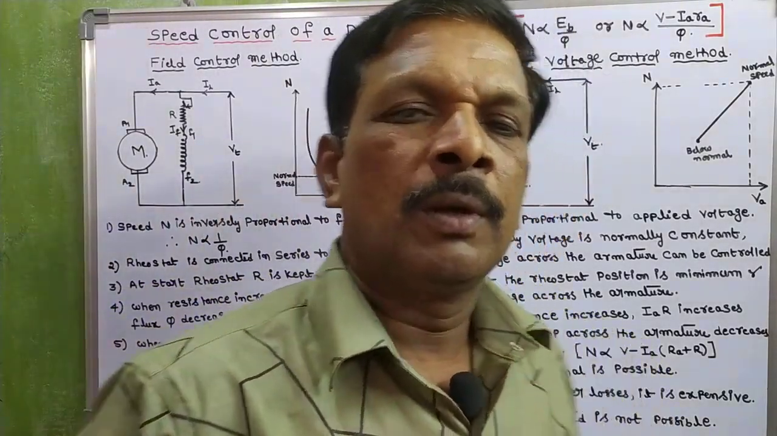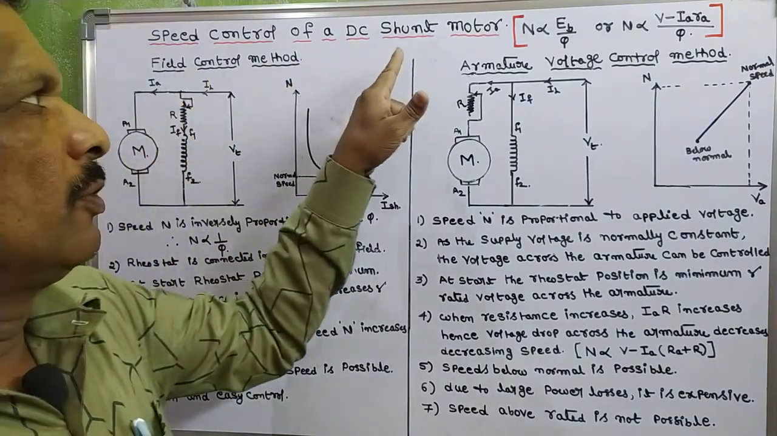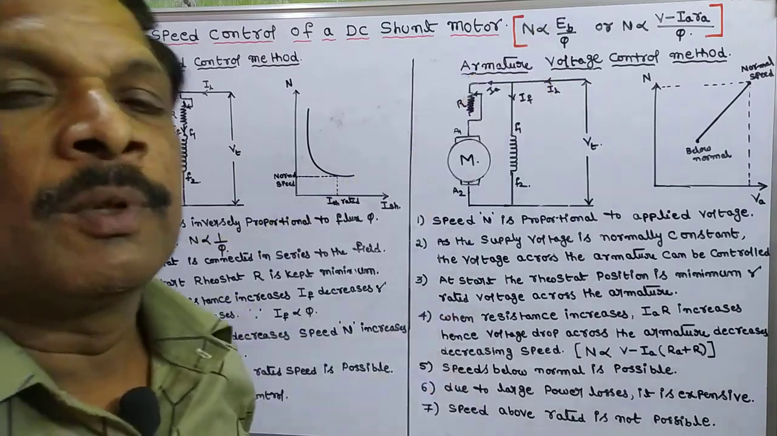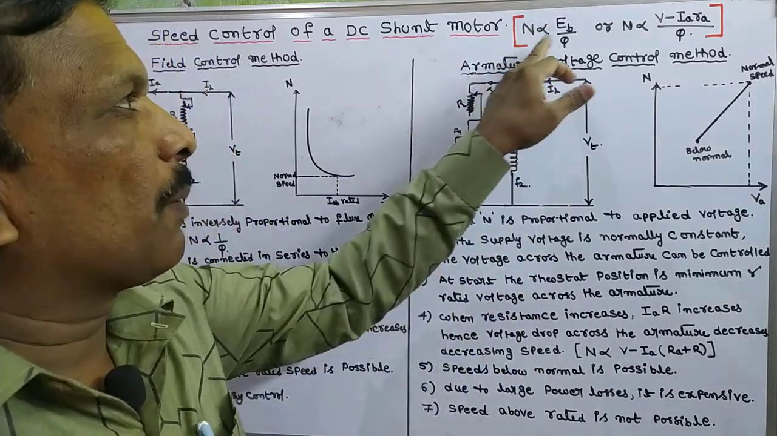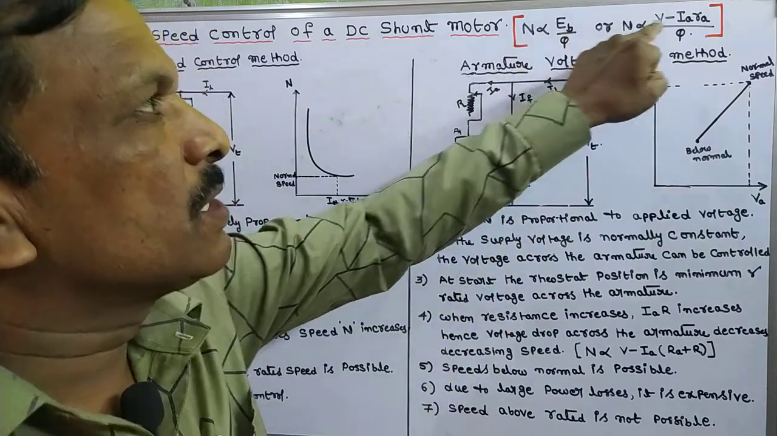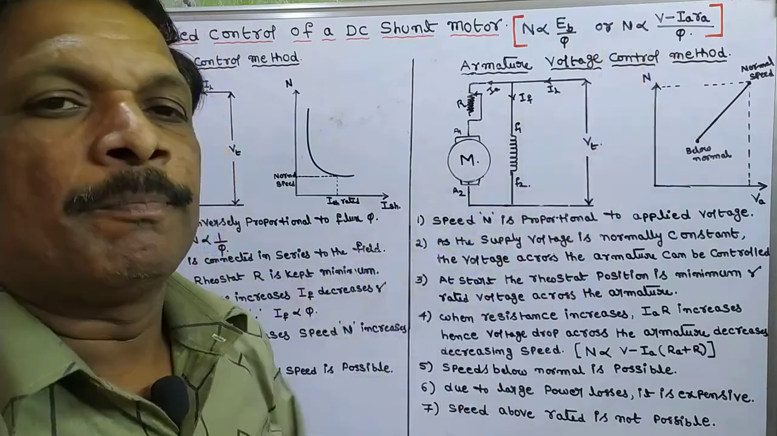Hi friends, in this video we are going to discuss speed control of DC shunt motor. So this is the equation for speed: N is proportional to EB by phi, where EB is equal to V minus IA RA.